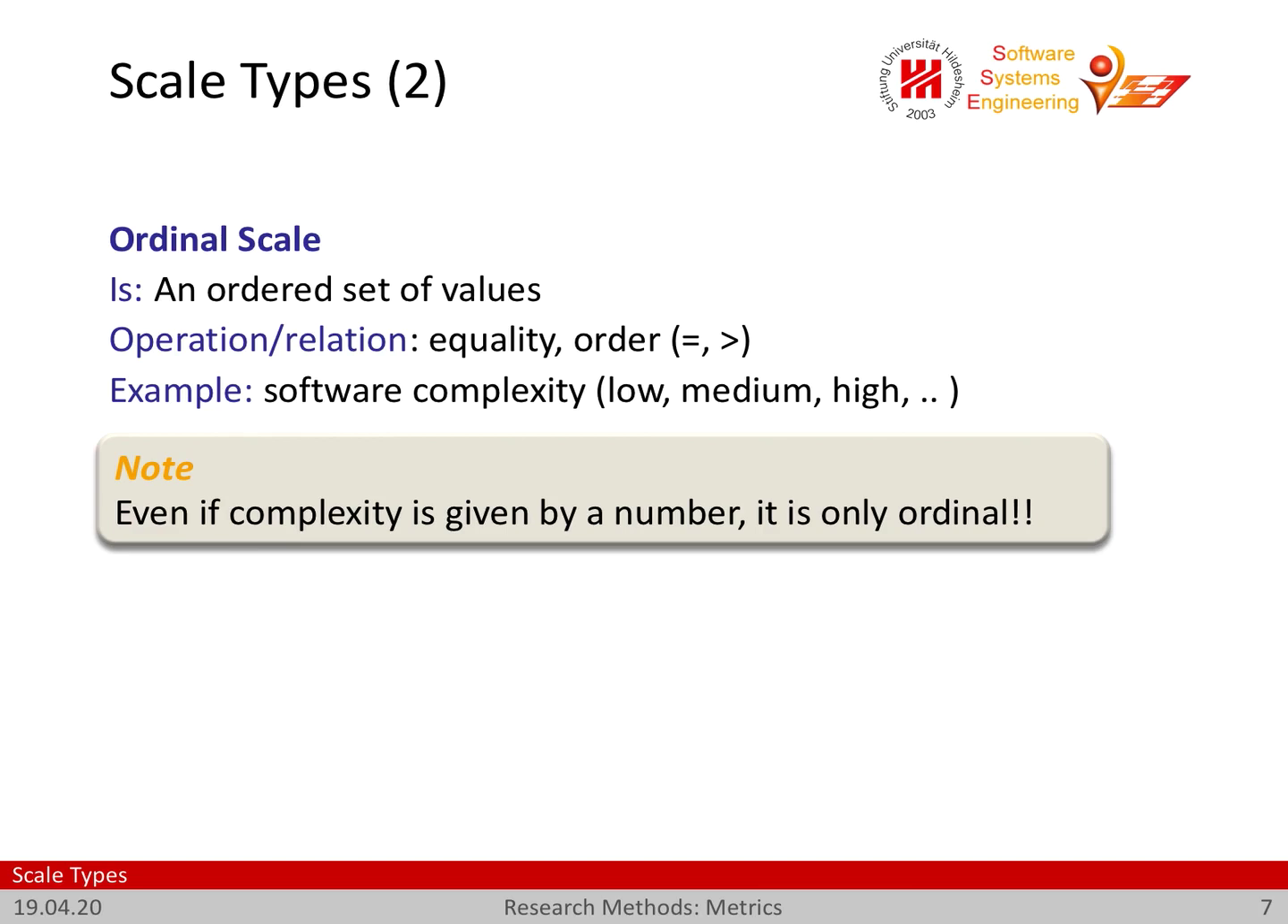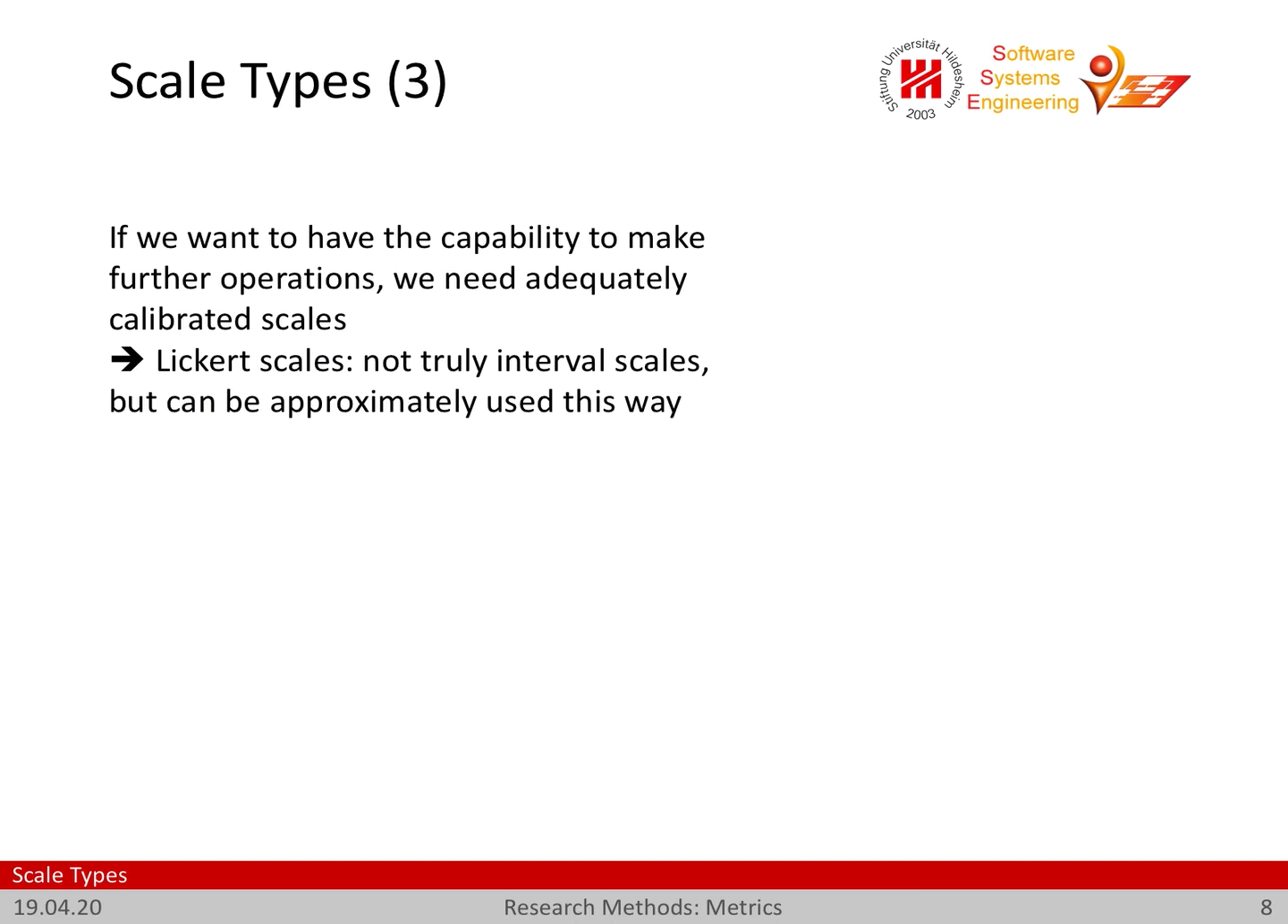However, this is a very common problem that I have something ordered, and actually I would like to do operations like differences, meaning subtracting, and so on. This is only possible if the distance between two of the classes has always more or less the same amount in some meaningful way. For that reason, so-called Likert scales are sometimes used. They are not truly interval scales, but they can be approximately used in this way. You find that very often if people do interviews.